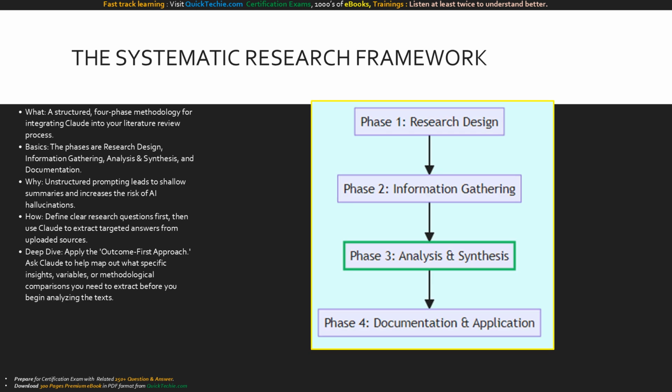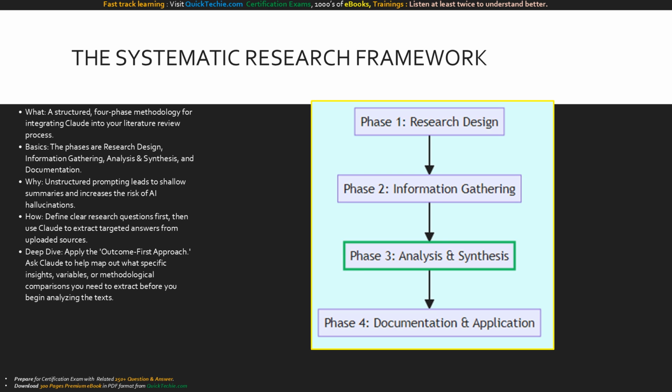To use Claude effectively, we must abandon random prompting and adopt a systematic research framework. This is a rigorous, four-phase methodology. Phase 1 is research design, where you and Claude define your core questions. Phase 2 is information gathering, where you upload your validated sources. Phase 3 is analysis and synthesis, where Claude helps you identify patterns. Finally, Phase 4 is documentation, where you map out your conclusions.